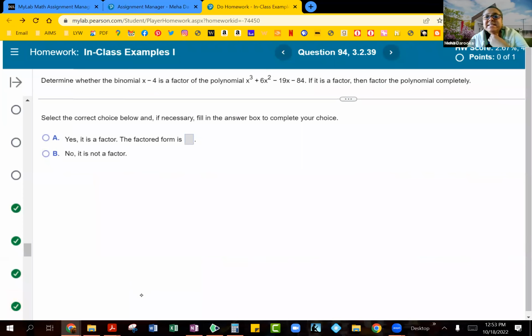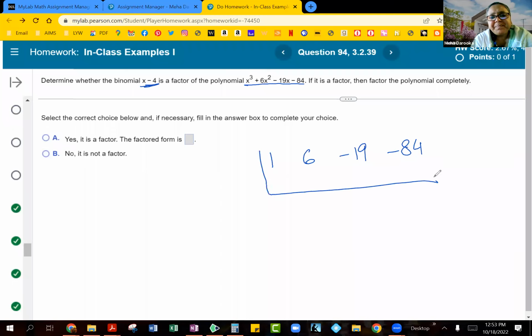Yeah, so you will see this one is also asking us, do we have x minus 4 as a factor of our polynomial over here? So for this guy to be a factor, again, we would need to divide this. So we have 1x to the third, 6x squared, minus 19x, minus 84. So we don't have any missing terms, so no need for zeros.